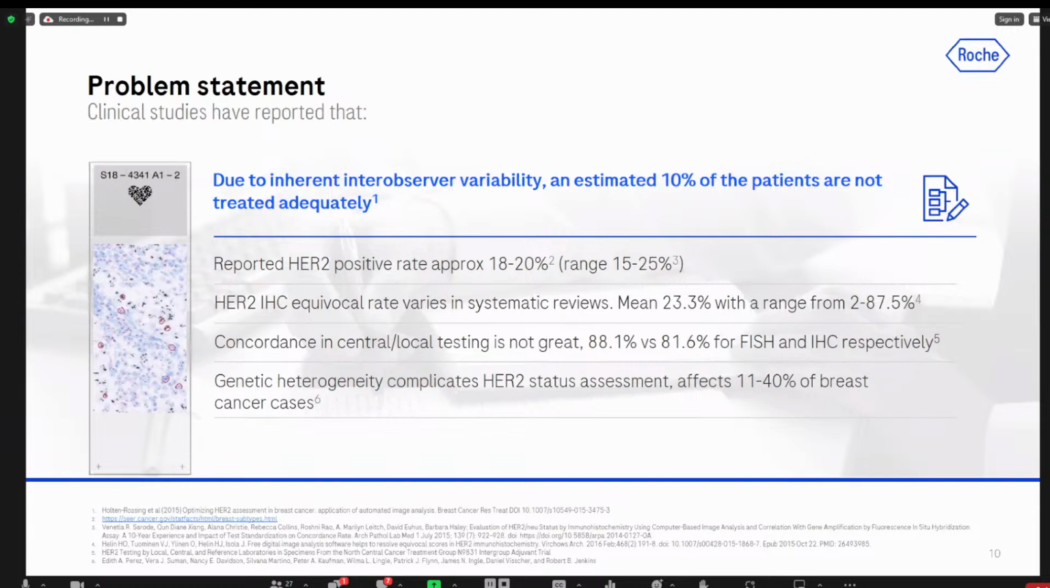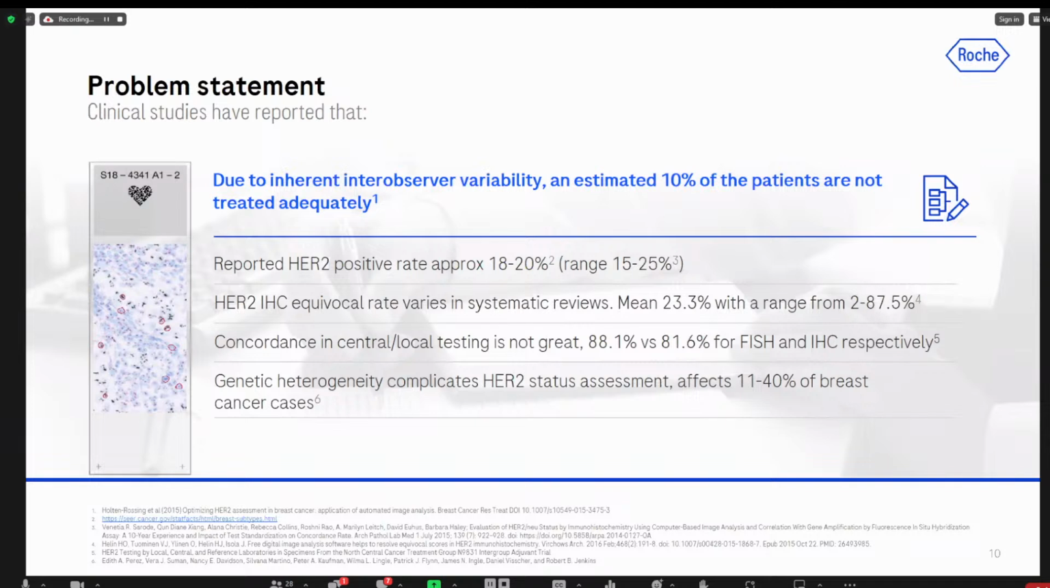But it has also been shown multiple times that the concordance in results is not great, depending on if you go with a central testing and reference lab that has a lot of experience, compared to local testing that has just a few cases and doesn't get that much experience. And these studies were done on FISH, so you can see 88% for FISH and even less actually for IHC.